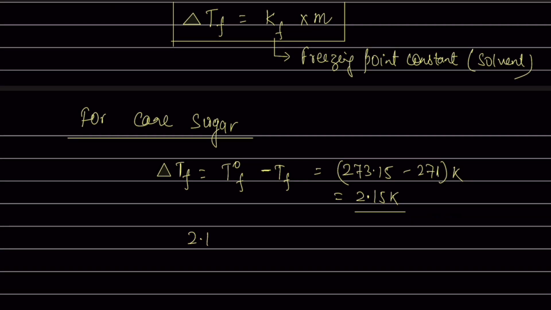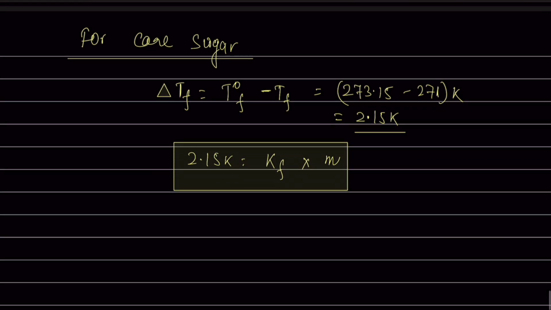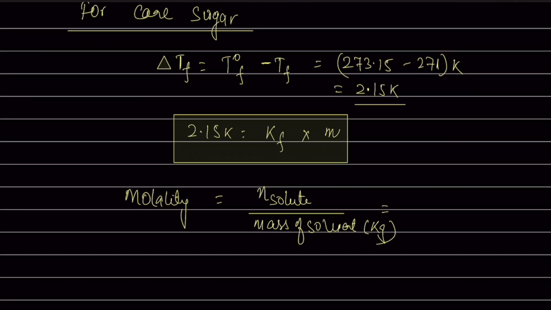So we can use the formula 2.15 K equal to Kf into molality. First we find the molality of the cane sugar. The molality formula is moles of solute divided by mass of solvent in kg. Moles of solute is given mass by molar mass. Given mass we have 5 gram, and molar mass is 346 gram per mole, divided by mass of the solvent, 95 gram.